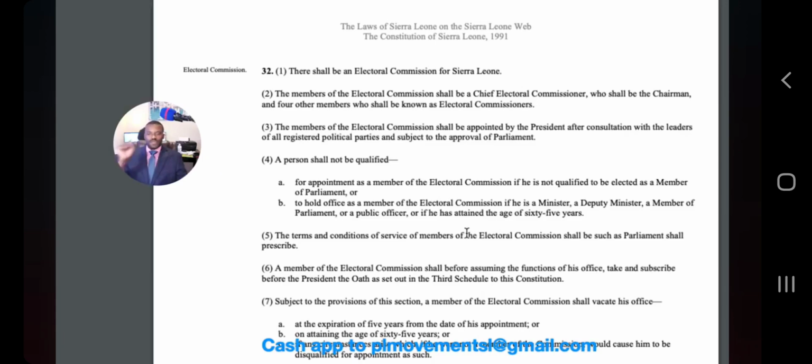But I don't want to digress, because this is about President Bio making sure that he does everything he could to collaborate with Parliament so that we can work on the Constitution of Sierra Leone to fix it so it does not disenfranchise those of us that are in the diaspora. And that is why I want to expose this so you guys can see.